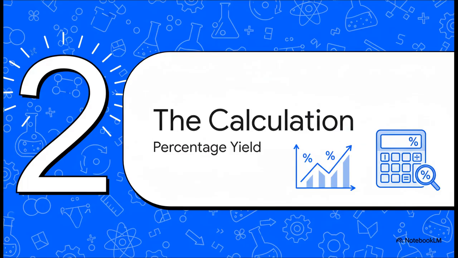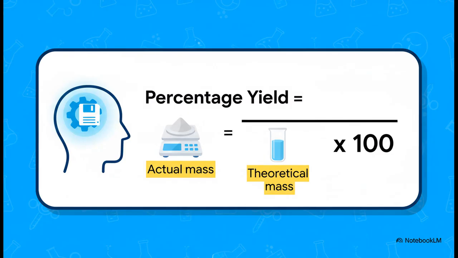Okay, so we get the what and the why. Now for the bit you'll definitely see on your exam paper, the calculation itself. And here it is. This is the formula you've just got to burn into your brain. Percentage yield is the actual mass, the stuff you really made, divided by the theoretical mass, the stuff you could have made, and then you multiply that by 100 to get a percentage. It's pretty straightforward as long as you get the numbers in the right places.